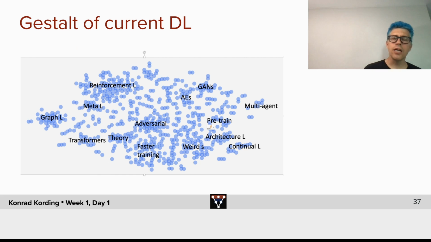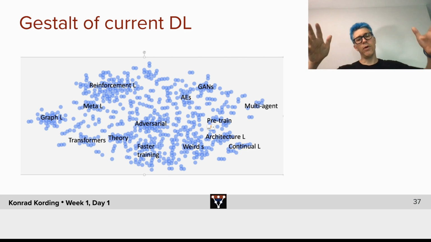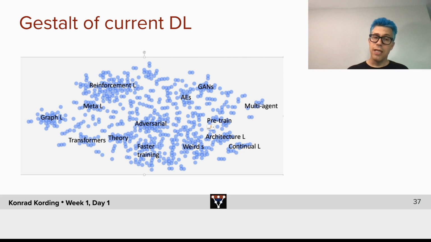Now, let's talk a little bit about the gestalt of current deep learning. Deep learning is a large field with research in lots of different areas. Here we have the results of the ICLR visualization, where they take all the papers that were submitted last year and put them onto a 2-dimensional map. So this is in a way the landscape of current research in deep learning.